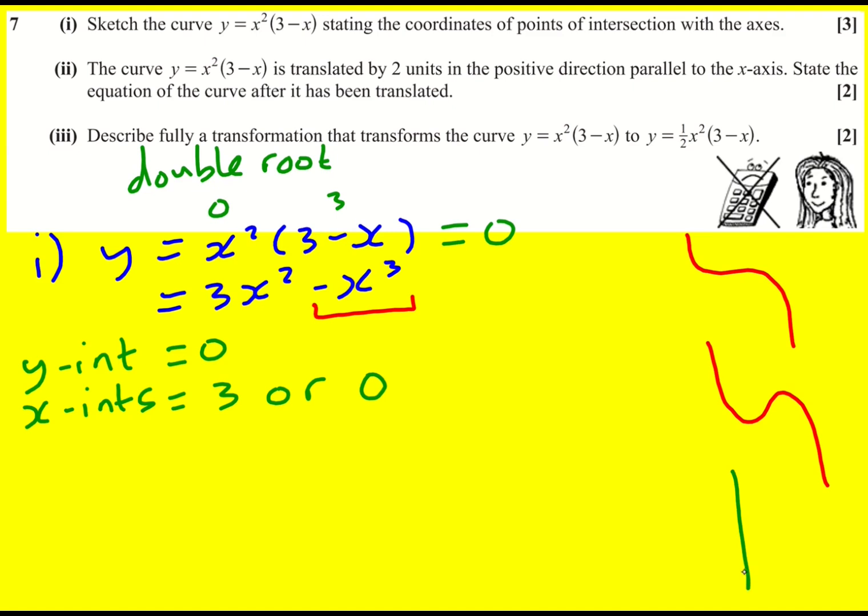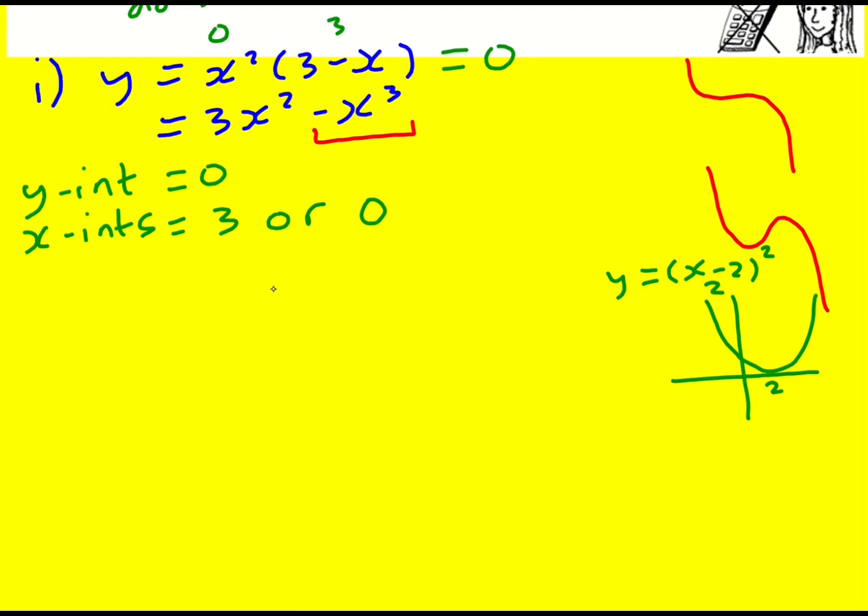And what it's going to mean later on is, for example, if I was to sketch y equals x minus 2 squared, I'd get a double root at 2, and the quadratic would come down, just touch at the axis, and then go back up. That's going to happen here. We're not going to get 3 intersections, we're going to get 2 intersections, but one of them is a double root. And that is enough to be able to do this sketch.